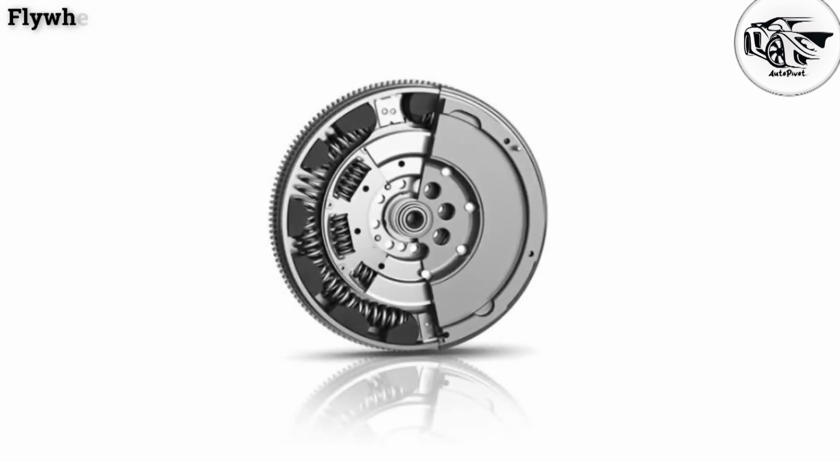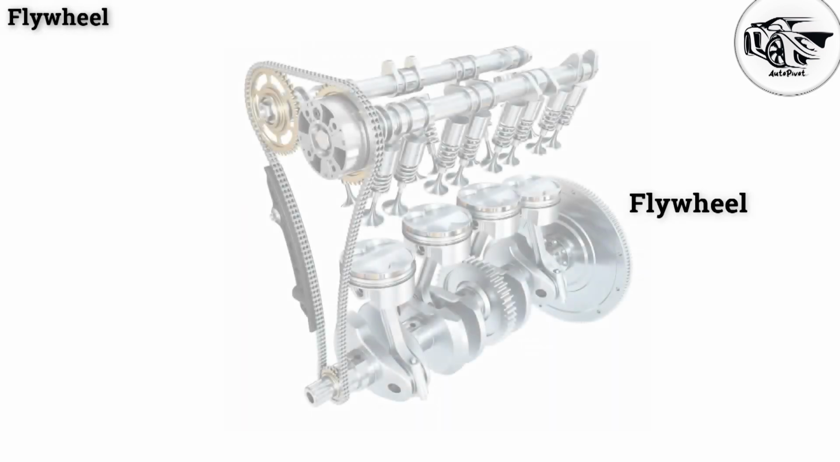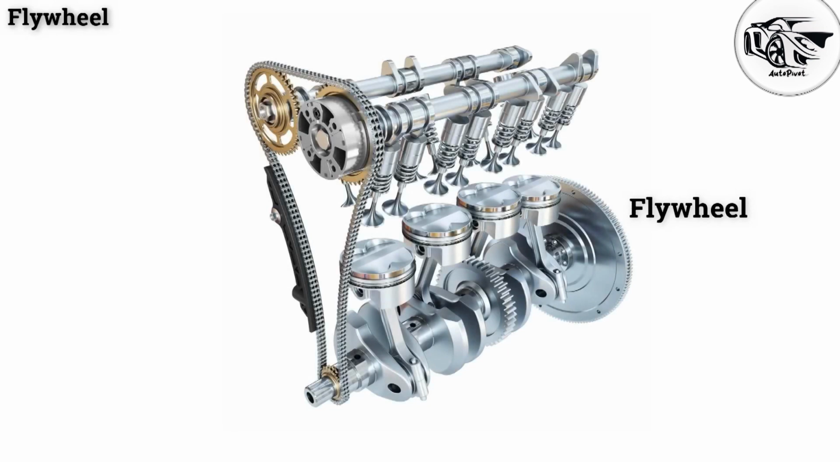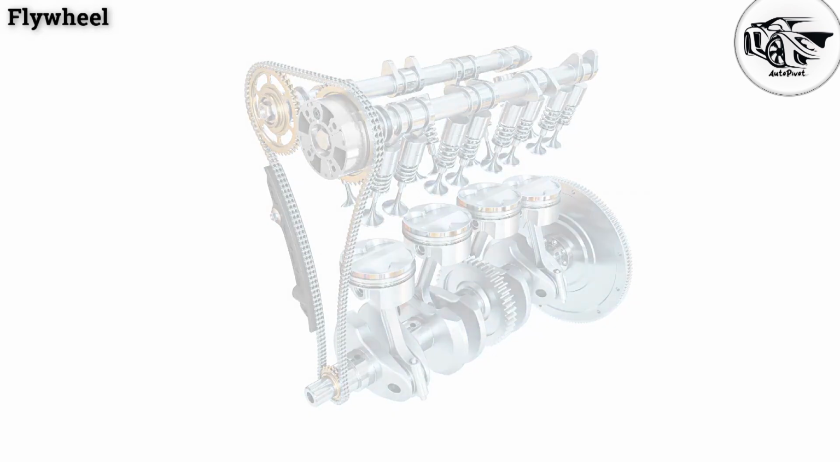Flywheel. The flywheel is used in the transmission system of a vehicle. A flywheel is a heavy steel wheel attached to the rear end of the crankshaft. The size of the flywheel depends upon the number of cylinders and the construction of the engine. The inertia of the flywheel tends to keep the crankshaft running at a constant speed.